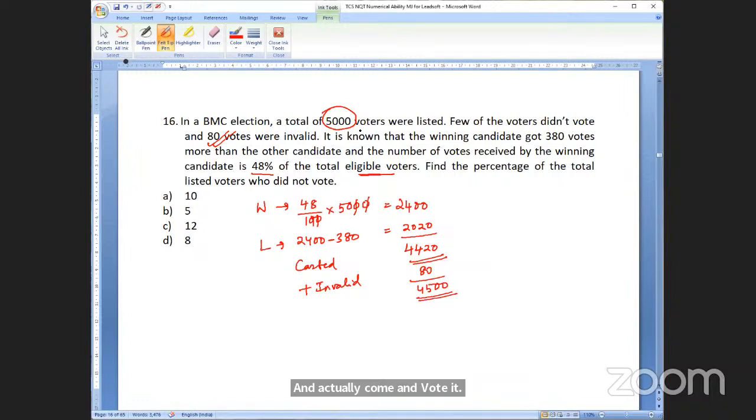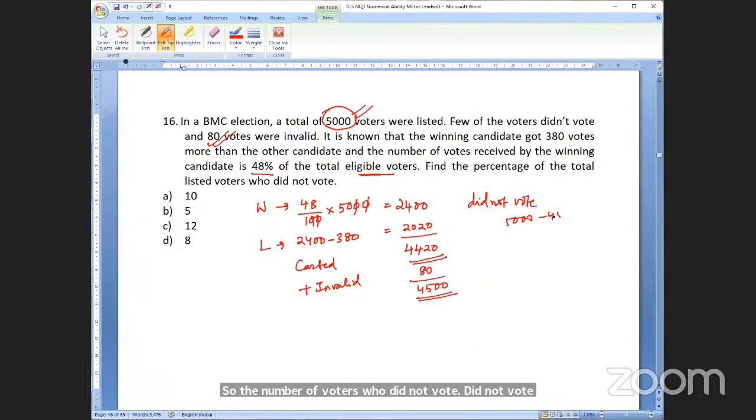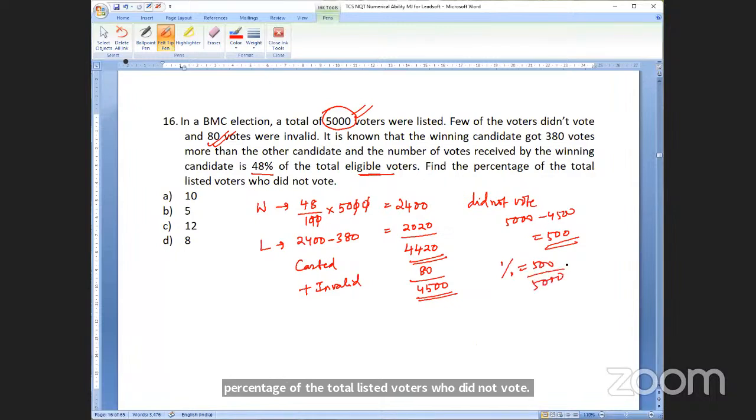Clear? So 5,000 were on the list. 4500 have actually voted. So the number of voters who did not vote is 5,000 minus 4500. That is 500. 500 people out of 5,000 haven't voted. So find the percentage of the total listed voters who did not vote. So the required percentage is 500 by 5,000 into 100. That will give us 10%. So 10% of the people haven't voted, who were actually on the list.